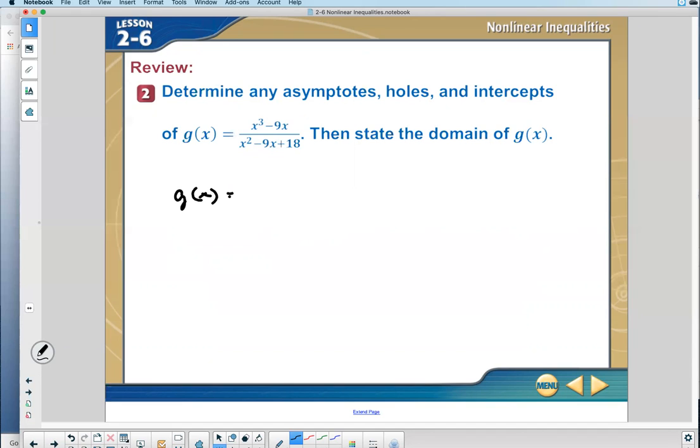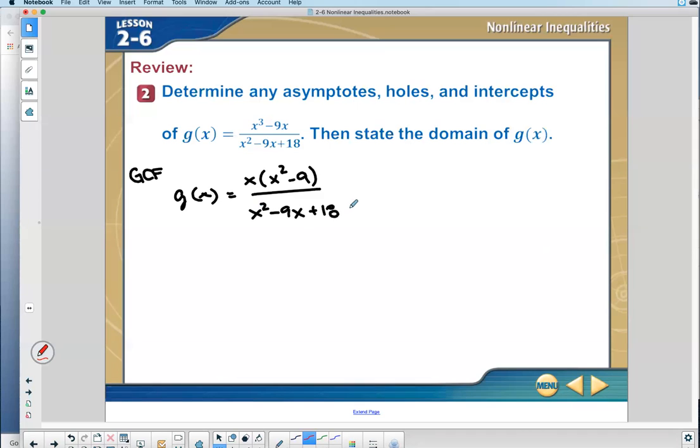So g of x is going to equal the same thing as x times (x squared minus 9). So I divide each term by an x. I factored that out. That's a GCF right there, greatest common factor. And on the bottom, I have x squared minus 9x plus 18.